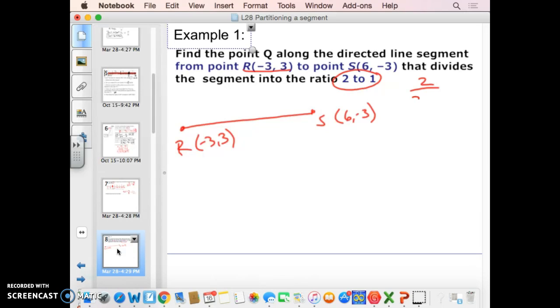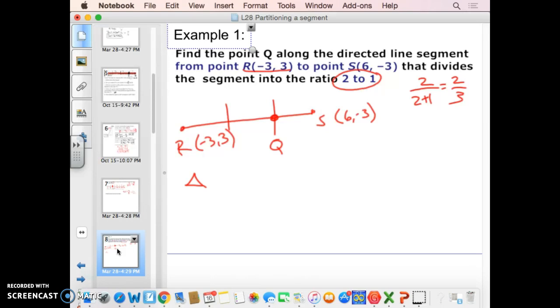So it's going to be 2 over 2 plus 1, which is 2 over 3. So I'm going to divide this into 3 equal pieces. And this is where my point Q is going to be, because this is 2 parts to 1 part. All right, so now I got to actually do the math, which is always fun.